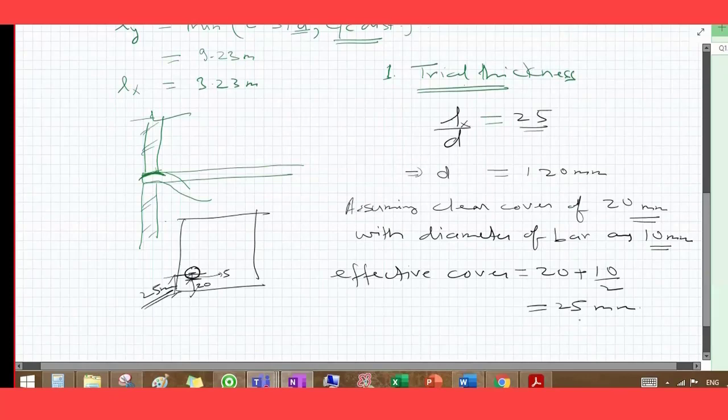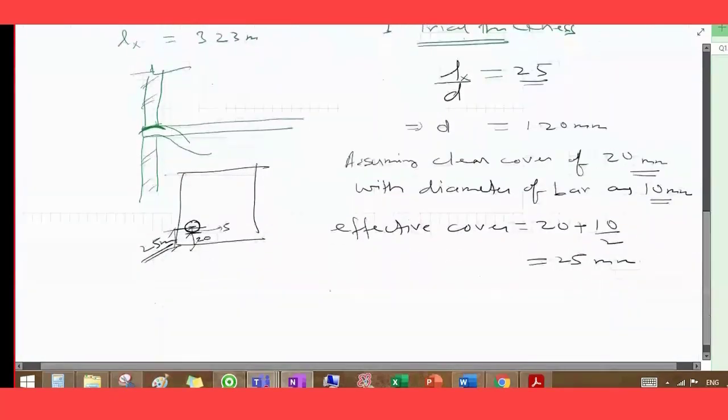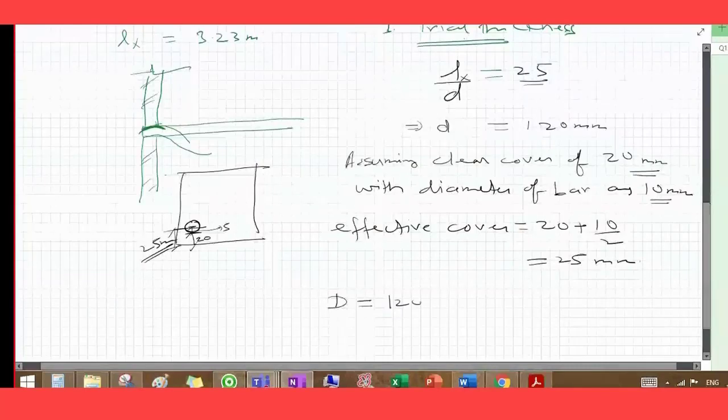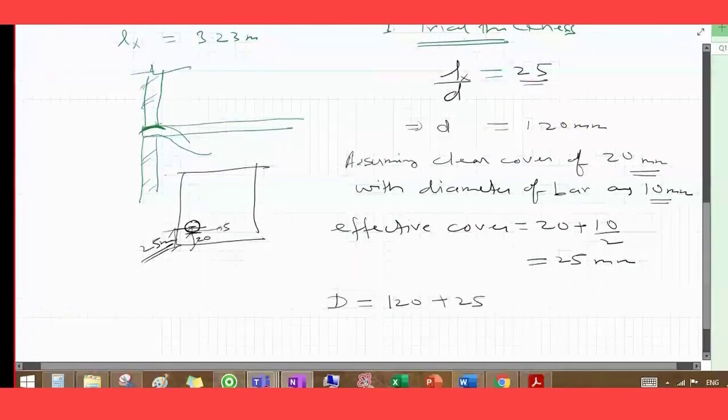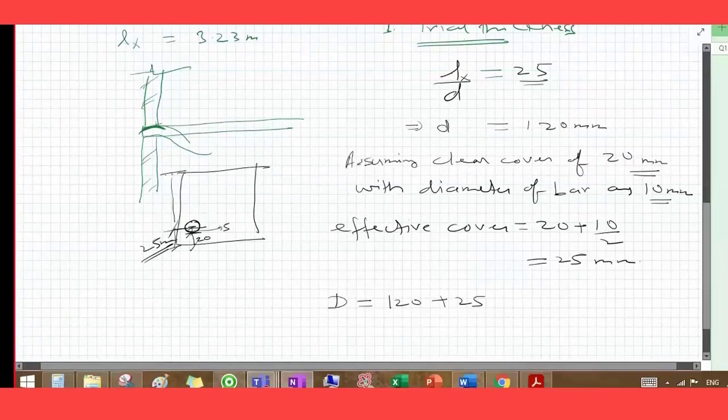Okay. So if your effective cover is 25 mm, what will be the overall thickness of the slab? Overall thickness of the slab will be 120 plus 25. Because D plus 25 will give you the overall thickness of the slab. So it comes as 145 mm.